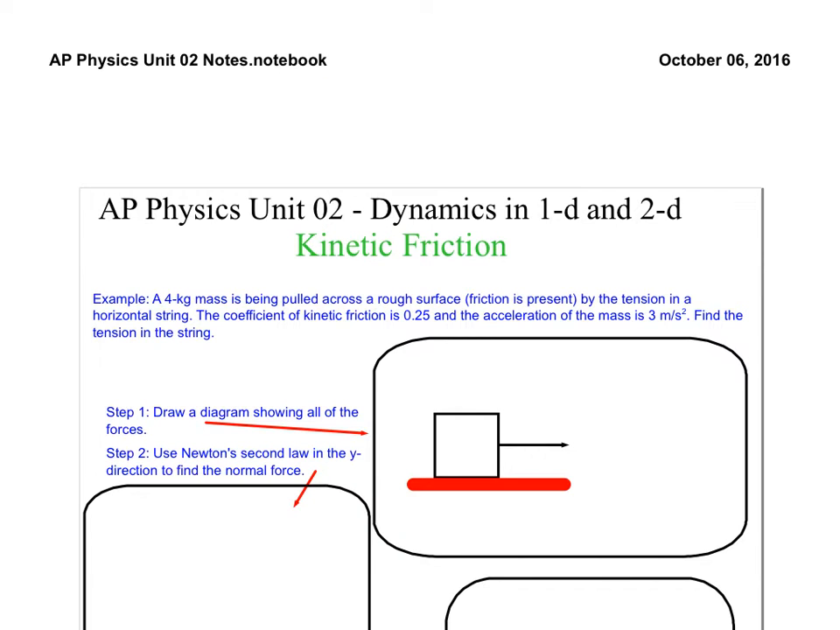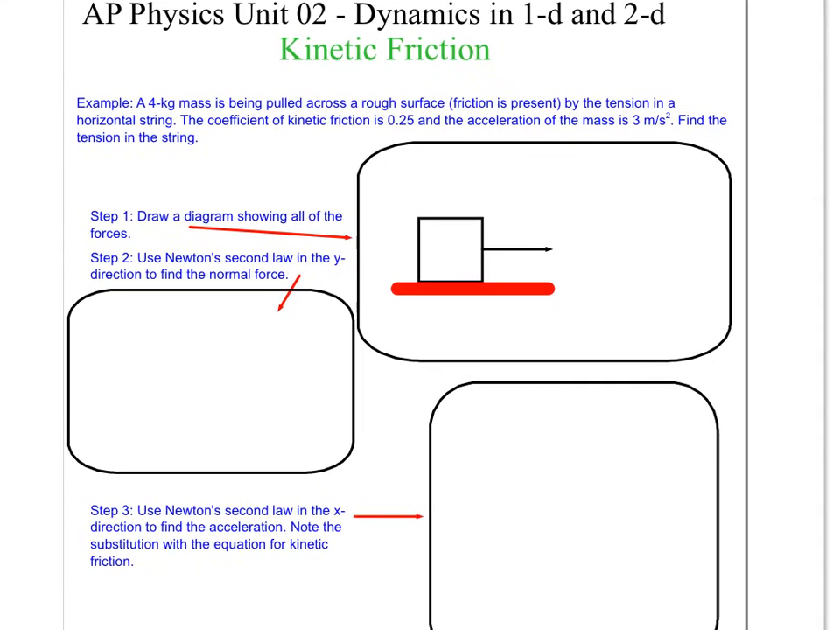So I want to take a look at this problem here. Go ahead and scroll down a little bit for you. A 4 kilogram mass is being pulled across a rough surface. If you see rough surface, that's one of those key words that friction is occurring. When we say smooth surface, that's a clue that there's no friction. And it's being pulled by the tension in a horizontal string, so we know we have some tension. The coefficient of friction is 0.25, and the acceleration of the mass is 3 meters per second squared. We want to find the tension in the string.